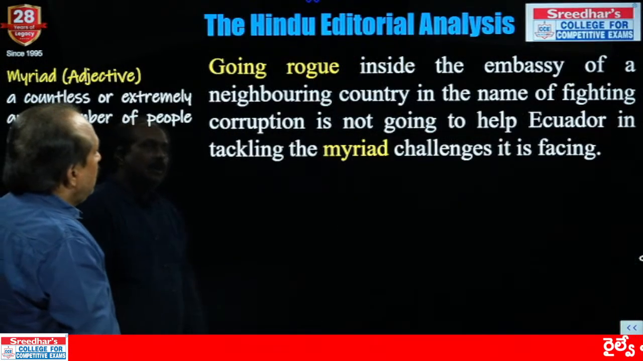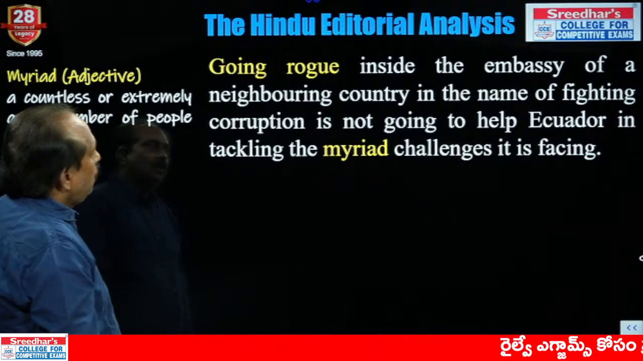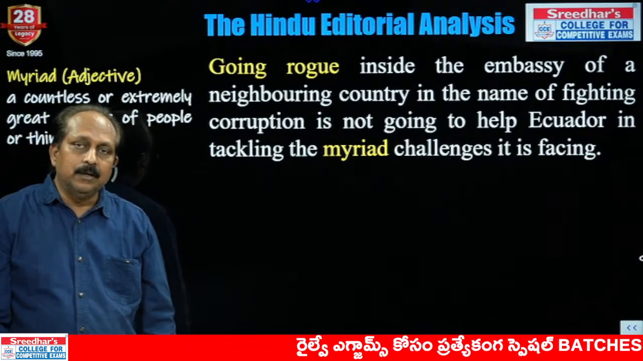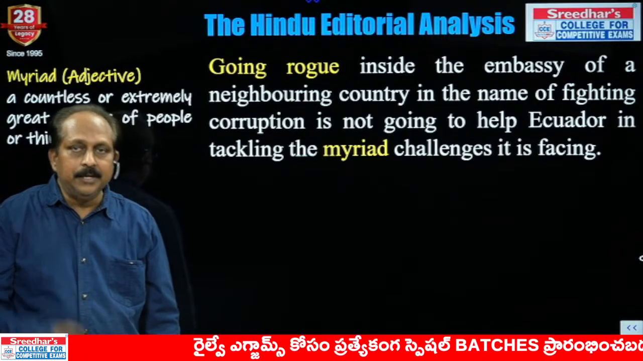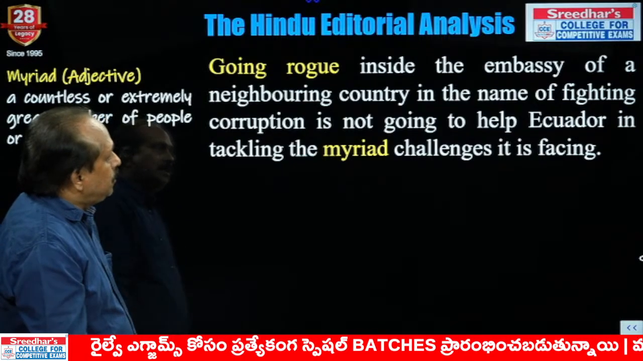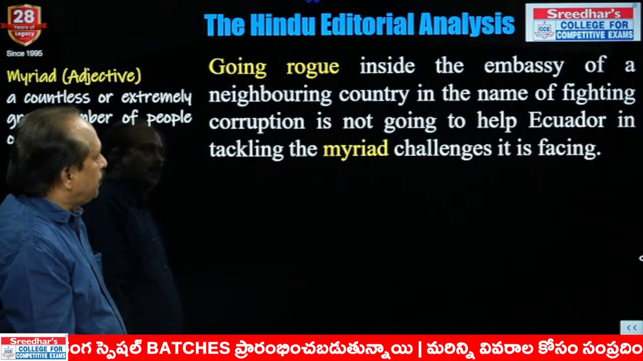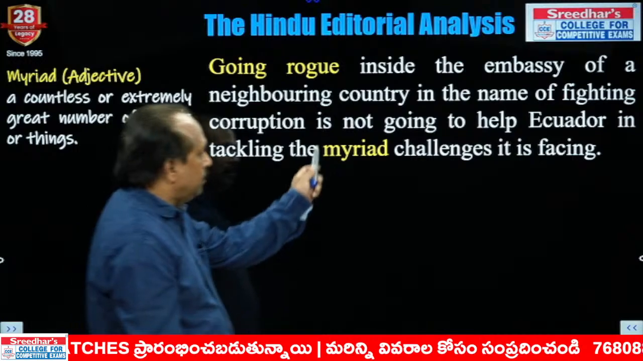How does it end? Going rogue. Going rogue means doing something that is dangerous without following the rules or established traditions. Going rogue inside the embassy of a neighboring country in the name of fighting corruption is not going to help Ecuador.